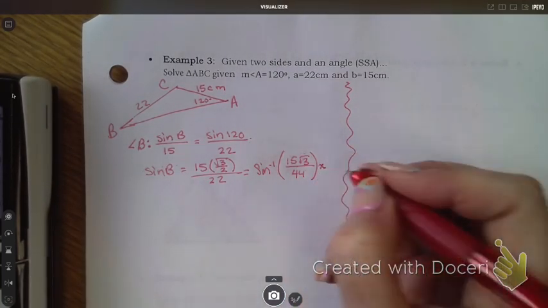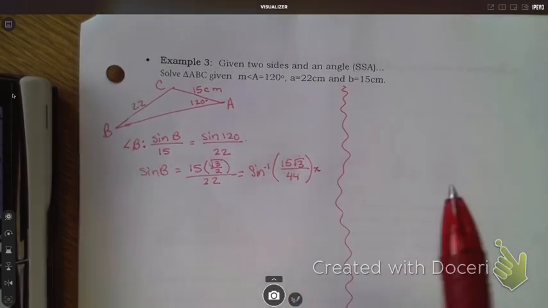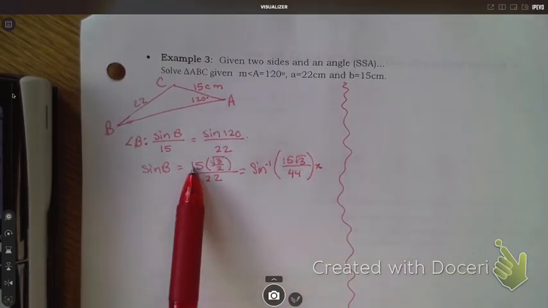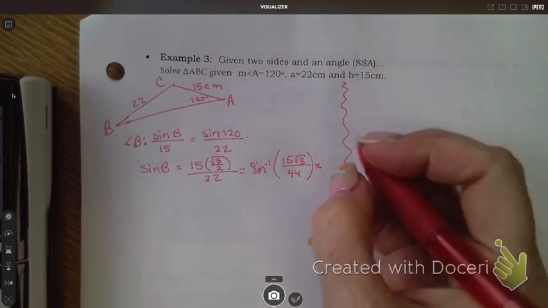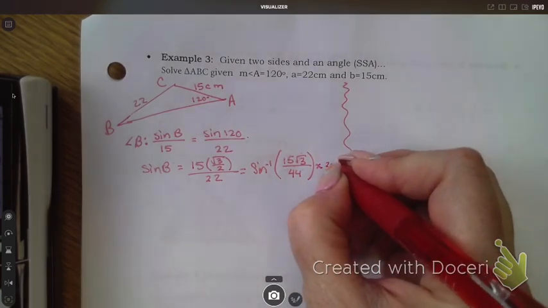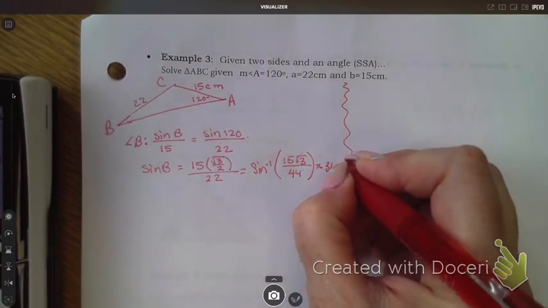Miss, where'd you get 44? Oh, where'd I get 44? This is 15 square root of 3 over 2, correct? Divided by 22 or multiplied by 1 over 22. And 2 times 22 is 44. So I get approximately 36.2. How about you guys?